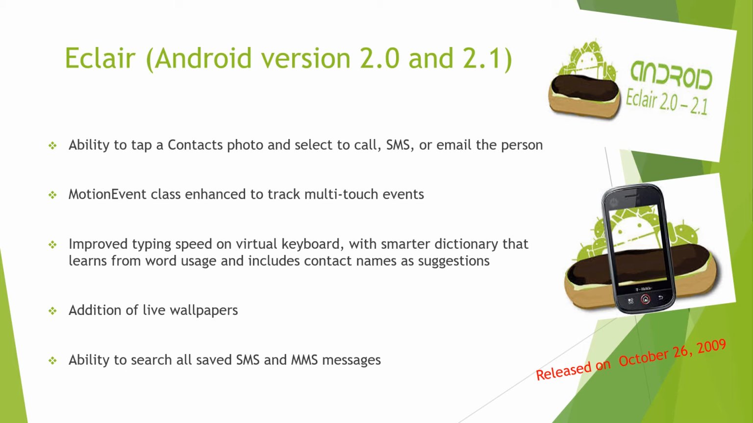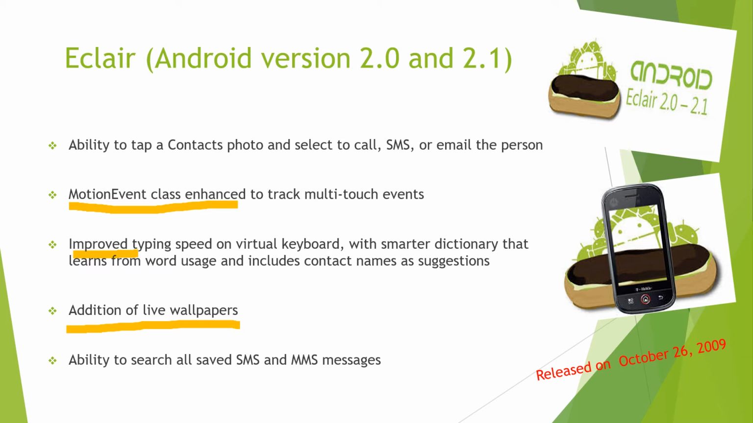So when we select a contact on our phone, we get different options, right? Whether we need to call a person, SMS, or send an email. So that option was made available in Eclair. And motion event class was enhanced to track multiple touch events. Another feature was improved typing speed on virtual keyboard with smarter dictionary that learns word from usage and includes contact name as suggestions. So it used to learn all the words used so far and it would suggest them.